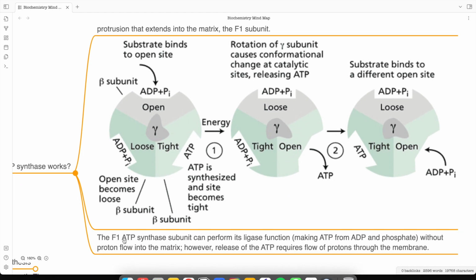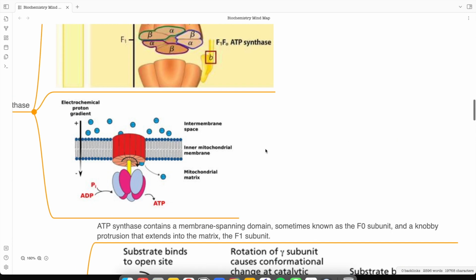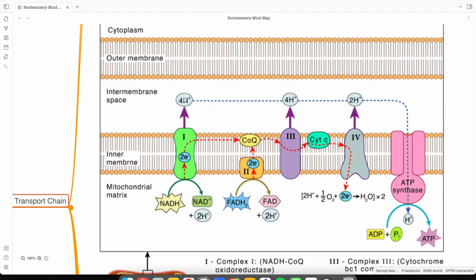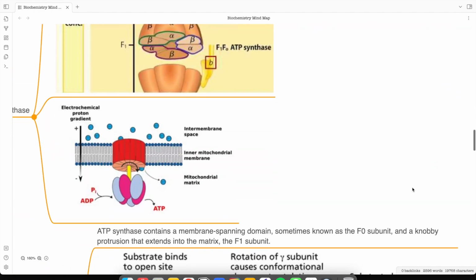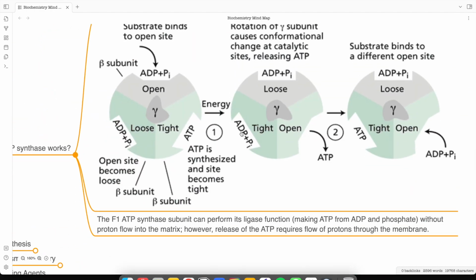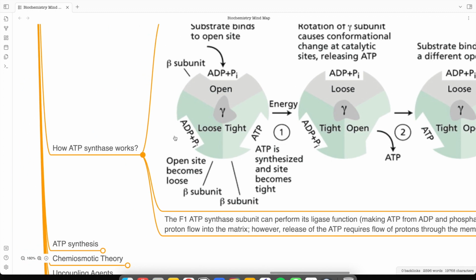Now here's a very interesting point: the F1 ATP synthase can perform its ligase function, that means the ADP plus Pi interaction, without proton flow into the matrix. However, the release of ATP requires flow of protons through the membrane. So the flow of protons that we have discussed in our previous video is very much needed for ATP synthesis. We now know that this ligation function to interact ADP and Pi doesn't require that proton flow. That proton flow is actually required so that the ATP can get released. So that is a very important and interesting point. Okay, please remember this point.